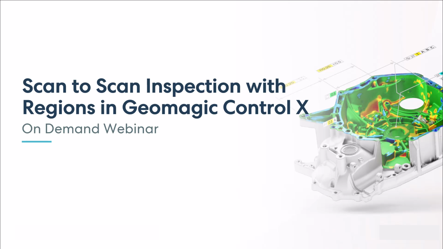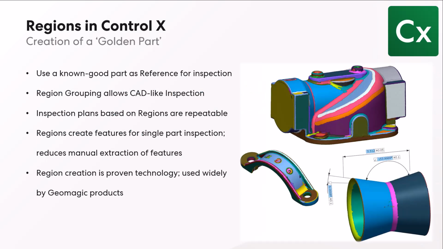As Adam said, my name is Adam Waraxa. I am an application engineer with Geomagic, and today we're going to go over scan-to-scan with regions in Control X. So often, one of the things we're confronted with is going with an inspection plan where we only have scan data. So there's either not a model provided, we maybe just have a drawing, or maybe we have some legacy known good parts. So we usually just dub this the creation of a golden part.